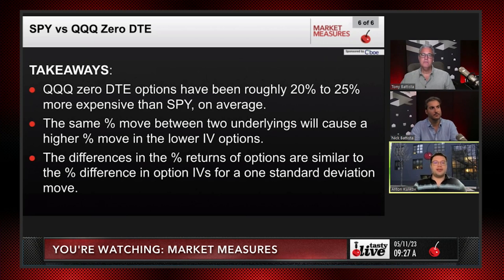And finally, the difference in the percentage returns of the options is similar to the percent difference in the option IVs. When you have that one standard deviation move, that basically shows that IV prices one expected move. If you get one expected move, what's the difference in the actual returns? They're basically the same as the difference in the implied volatilities, which means that risk equals reward. Obviously, any bigger move than that, you're going to get paid. Any smaller move than that, and you're going to lose on those higher IV options if you're long them.